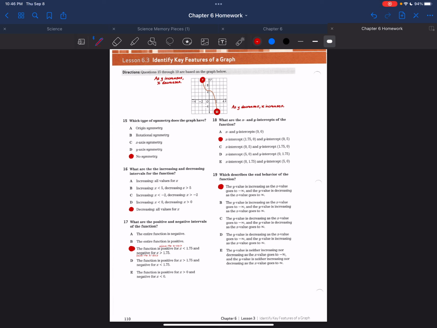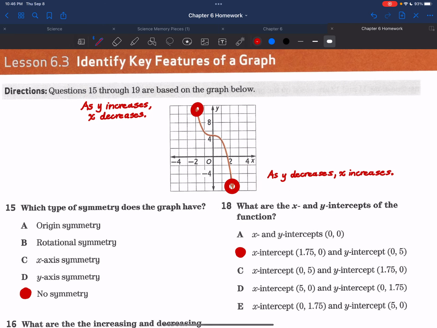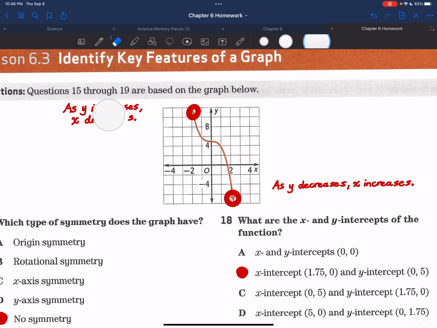Number 15. Did I miss? I did miss that. We need to revisit number 15. I'm sorry. Number 16 is E. Number 17 is C. Number 18 is B. And number 19 is A. And they're saying that the graph does have rotational symmetry. I said it does not have any symmetry.